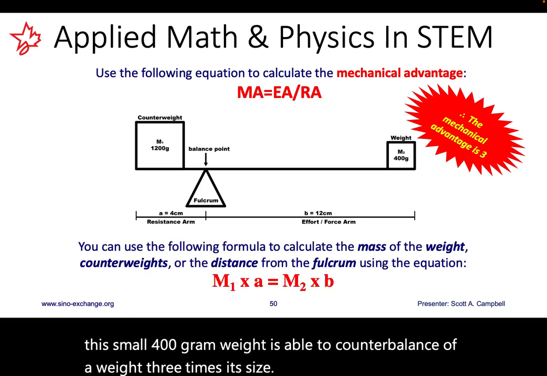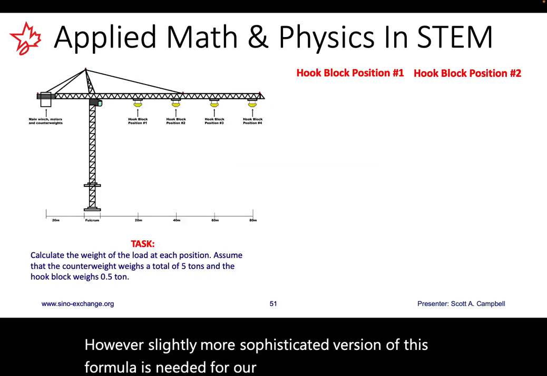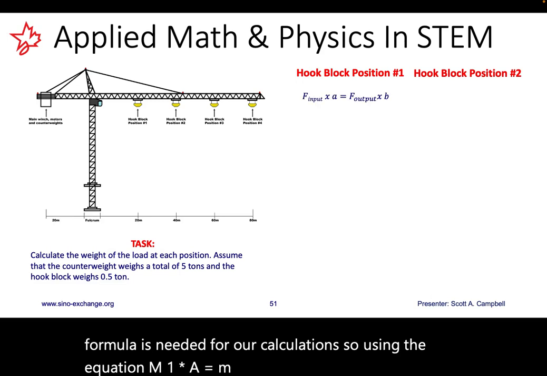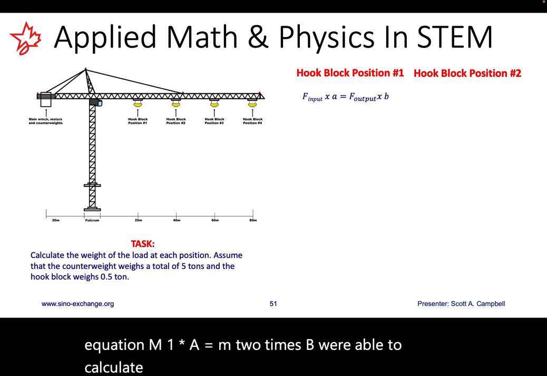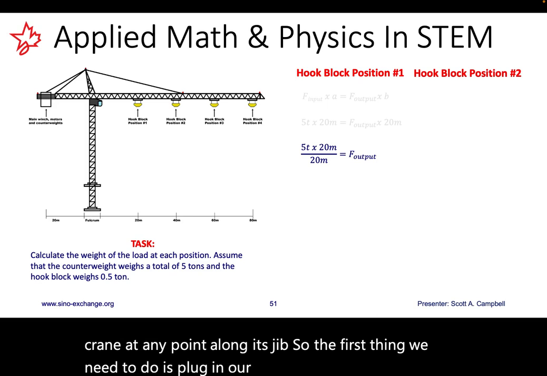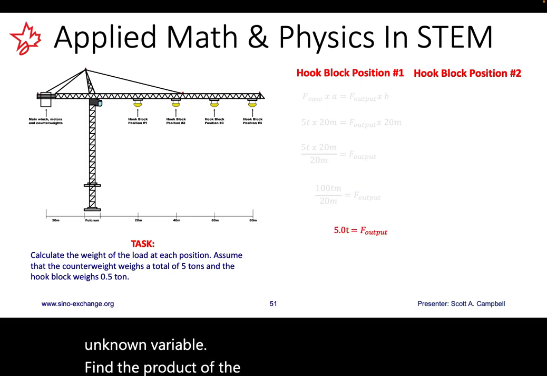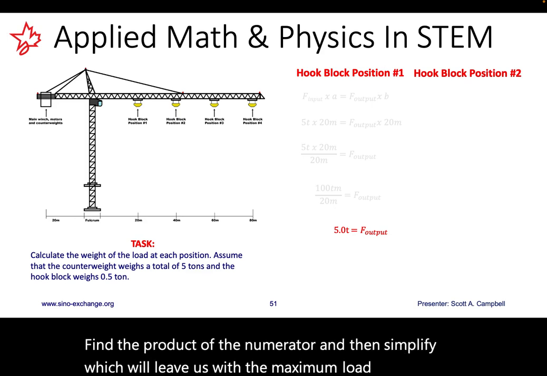However, a slightly more sophisticated version of this formula is needed for our calculations. So using the equation m1 times a equals m2 times b, we're able to calculate the maximum safe load that can be lifted at a crane at any point along its jib. So the first thing we need to do is plug in our values. Then we isolate our unknown variable, find the product of the numerator, and then simplify, which will leave us with a maximum load of 5 tons at position 1.